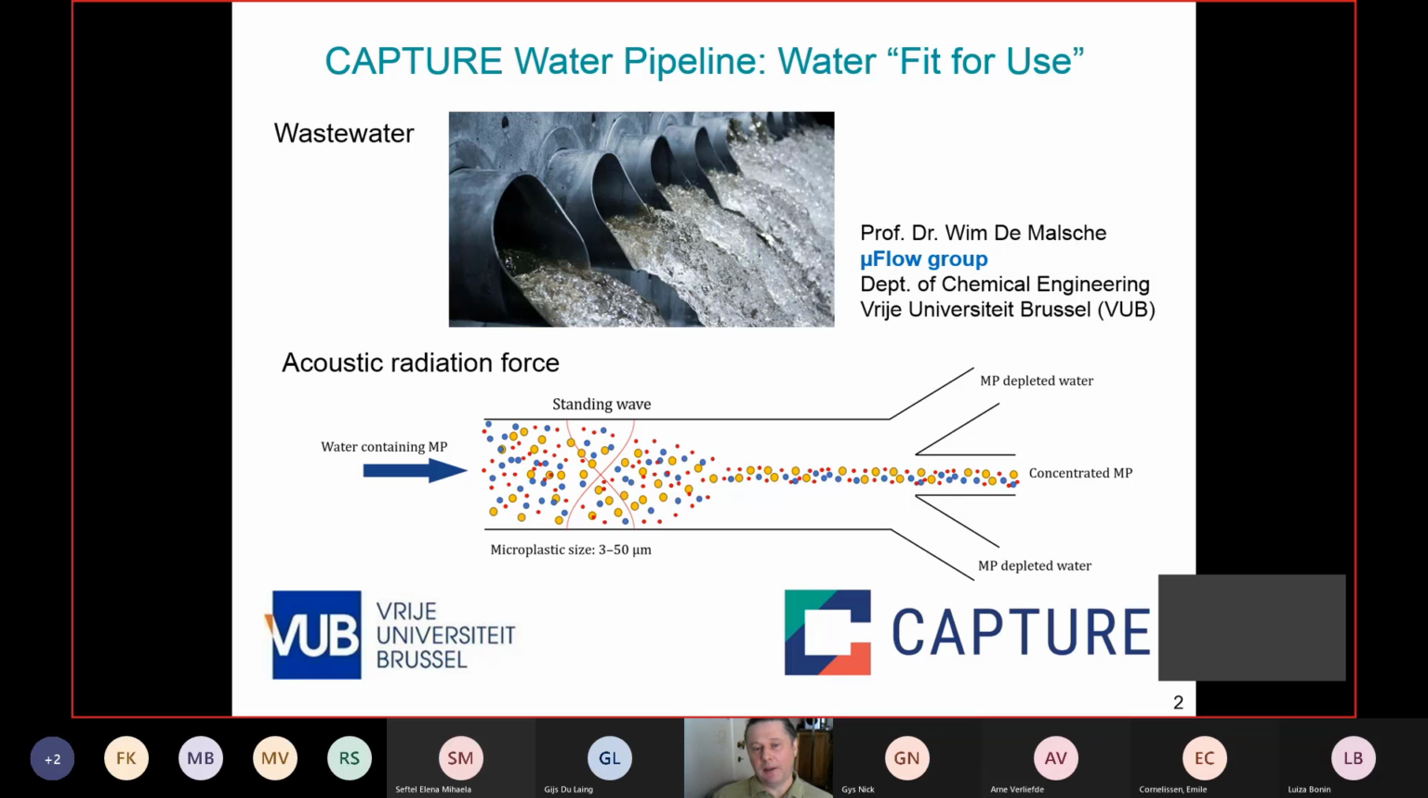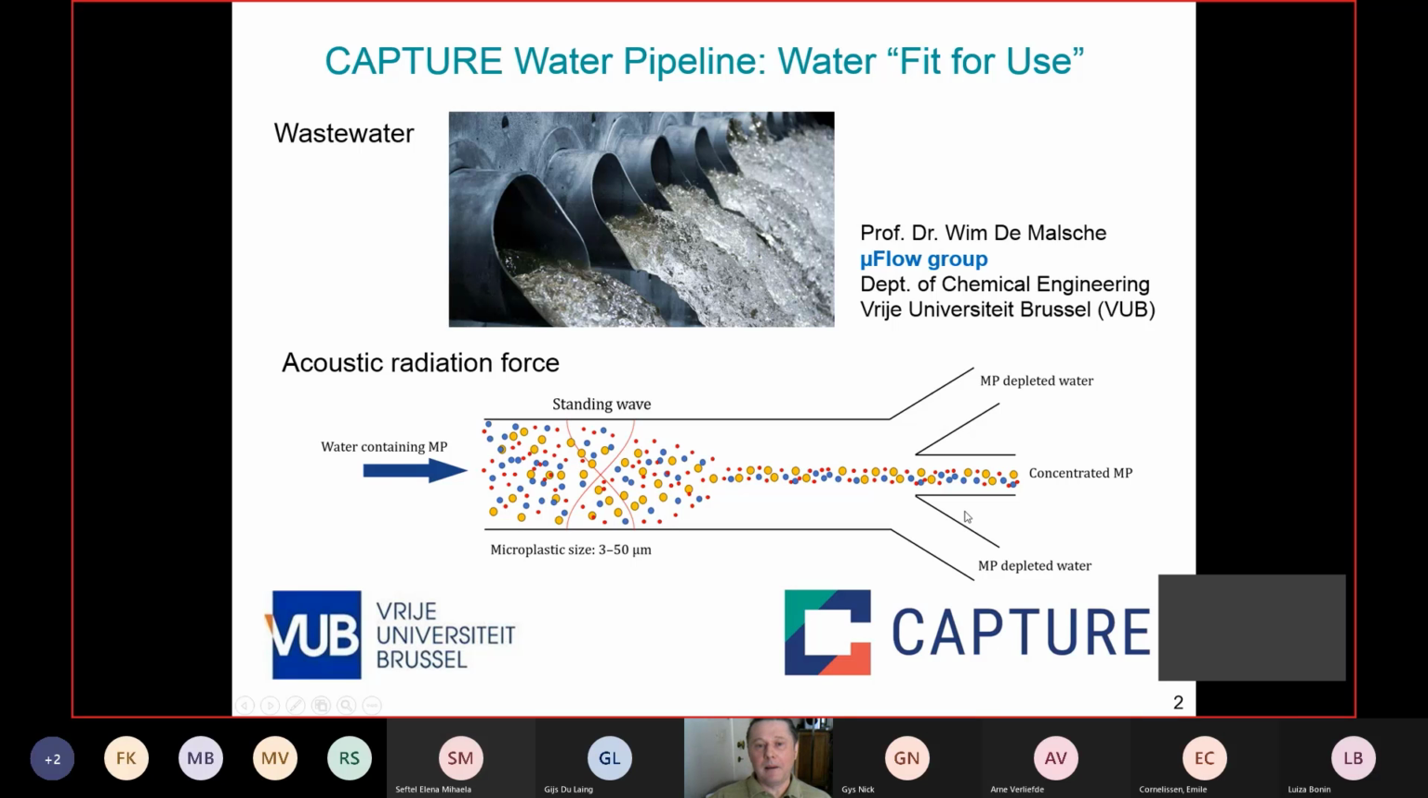And I show here one example of a water purification technique. This is related to using acoustic radiation force, which focuses microparticles in the flow such that they follow the central line, and the pure, clean water is removed from these depleted water chambers.